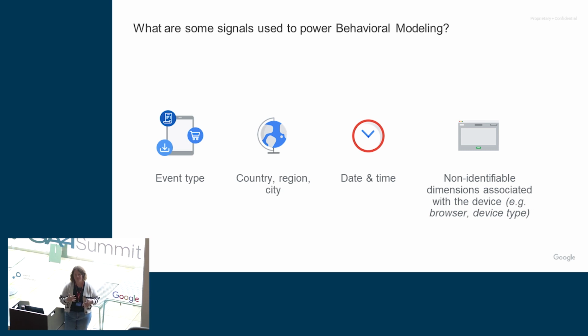We also look at countries, regions, cities, because behavior is different between each of those different places. And so it means we can apply that in the modeling as well. Same for time, date, time of day, date, day of the week, etc. Those kind of signals are used as well. And then also non-identifiable information from browsers, operating systems, that kind of thing as well.